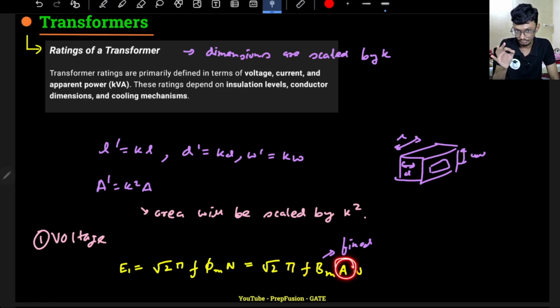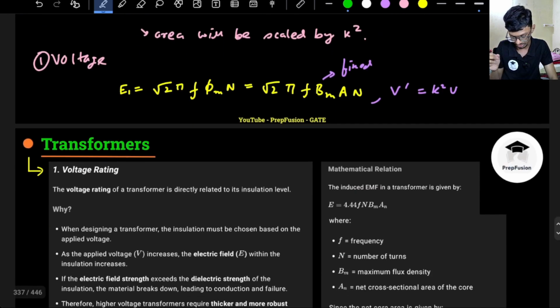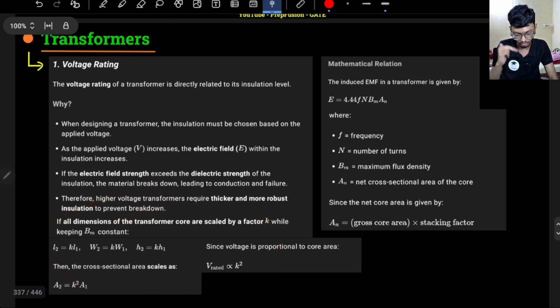So if I change the dimension of the transformer by K, then area gets scaled by K square, so voltage also will be scaled by K square. My new voltage rating will also be scaled by K square than the old one. So if I scale all the other parameters of the transformer with K, then the voltage also will be scaled by K square. That is what is written over here. Voltage will be proportional to K square.